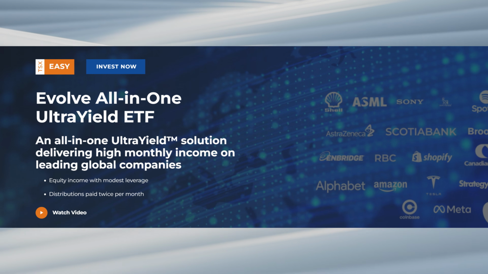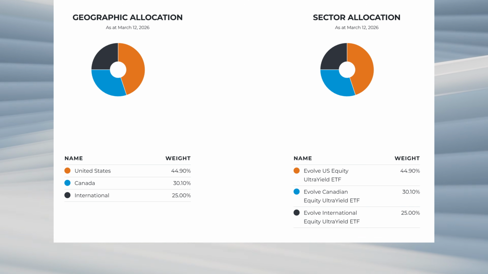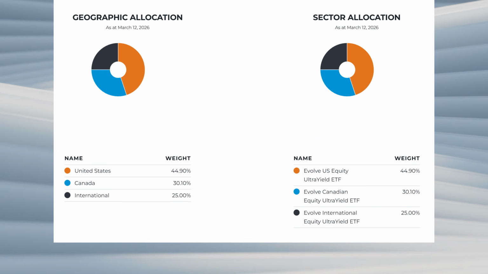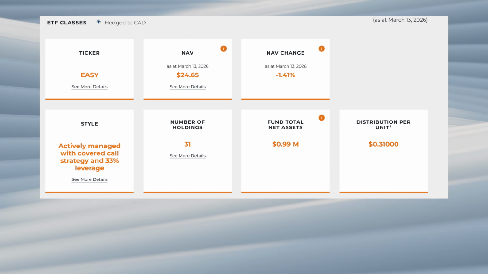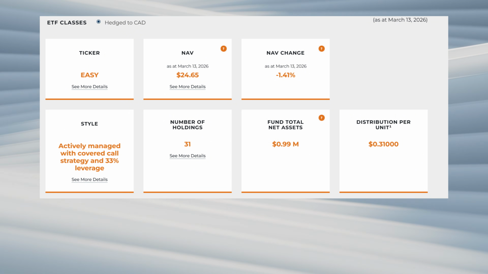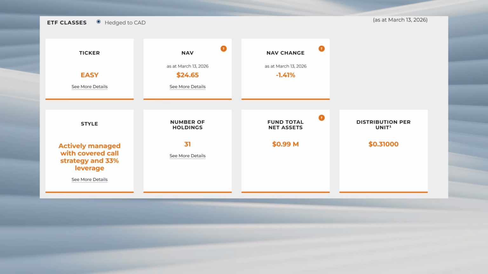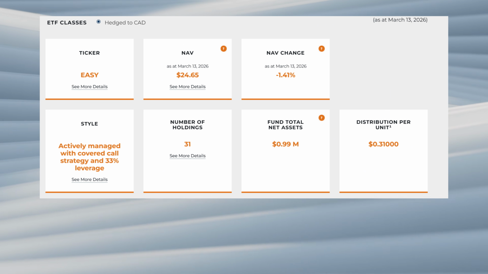To wrap things up, I want to give you a sincere warning about the risks involved here. While Easy diversifies geographic risk by combining different ETFs, it is important to realize that the underlying structure remains unchanged. It is still a product built on 33% leverage and 50% covered call coverage. The strategy Evolve uses for this UltraYield series is exceptionally aggressive. Although many ETFs claim a 50% coverage ratio, the devil is in the details.